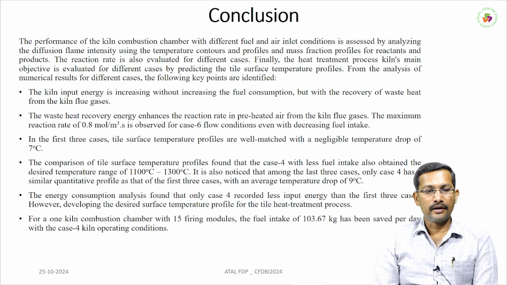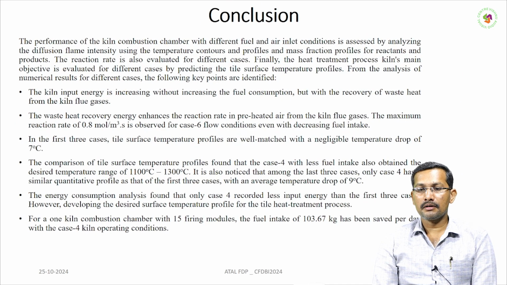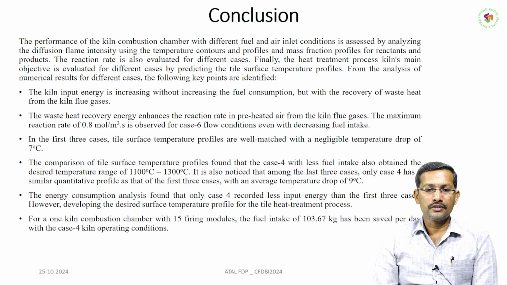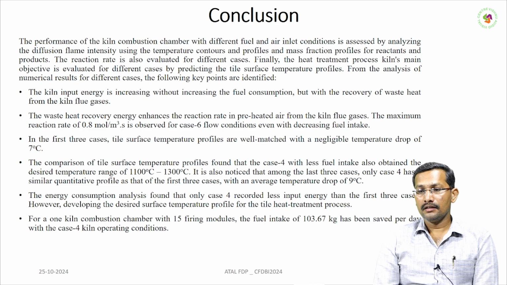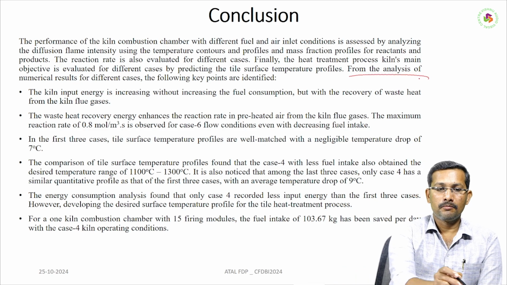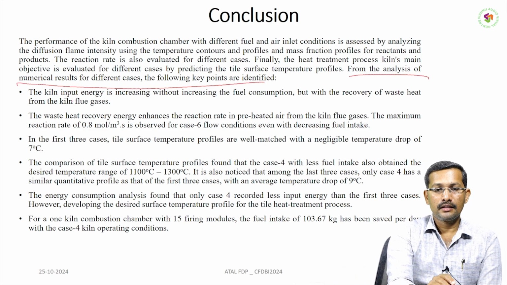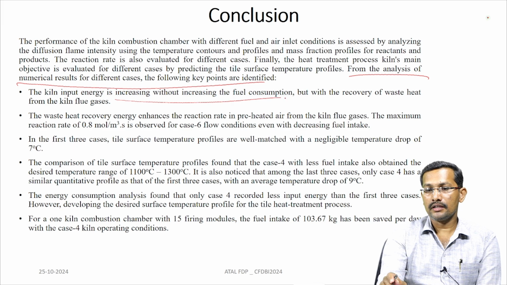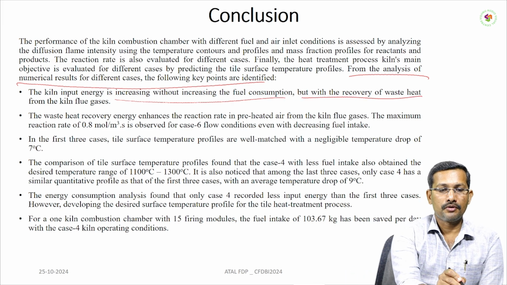Now this conclusion: finally, the performance of the kiln combustion chamber with the different fuel air inlet conditions is assessed by analyzing the diffusion flame intensity using temperature contours and the profiles of mass fraction, reaction rate and temperatures. Now finally from the analysis the following key points have been identified. The kiln input energy is increasing without increasing the fuel consumption, but with recovery of waste heat from the kiln gases. That is the main point we achieved.